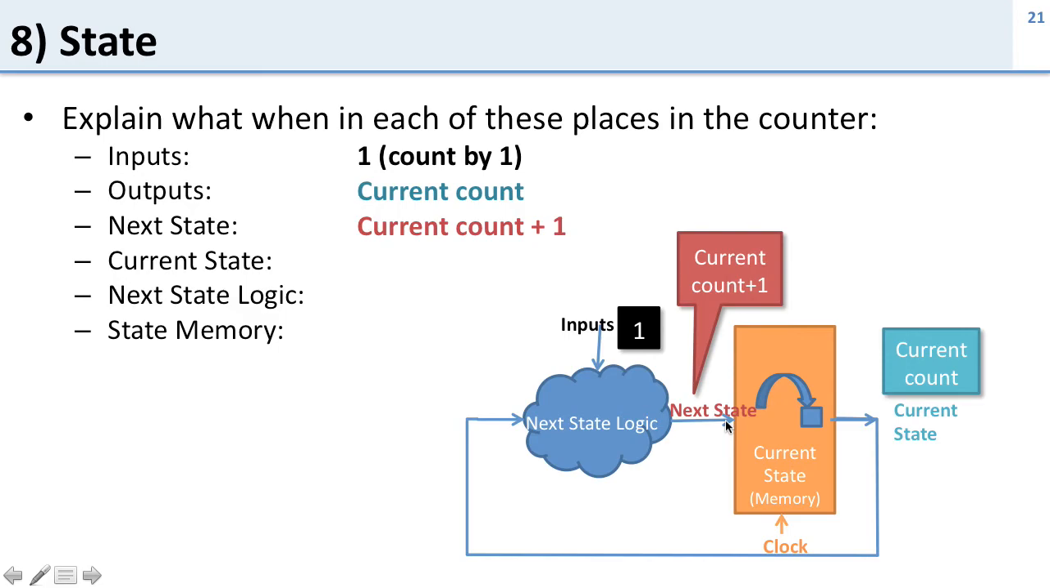And what's the current state? Well, the current state is the same as the output here. It's going to be the current count. So we take our current count, and that's our current state. Now, what logic do we use to take our current count, our input of 1, and give us current count plus 1? Well, we just need this plus part, so this is going to be an adder. So our next state logic is an adder. And then finally, what's our state memory here? Well, it's going to be a flip-flop. So when the clock edge comes through, it's going to take the input, the next state, and move it to the output.